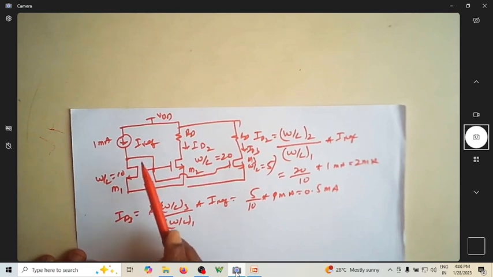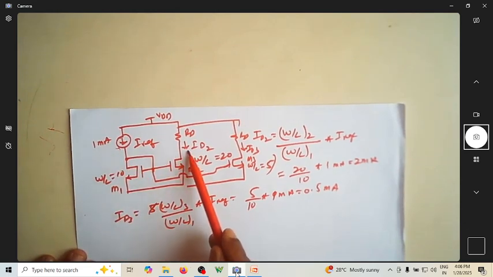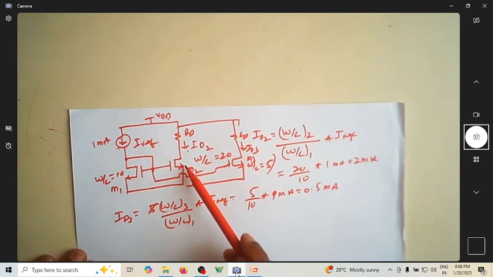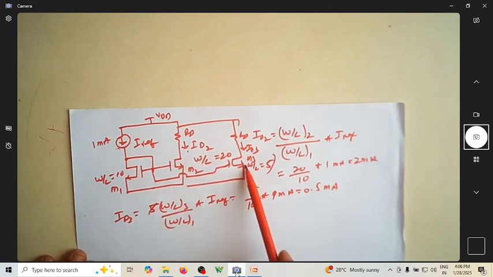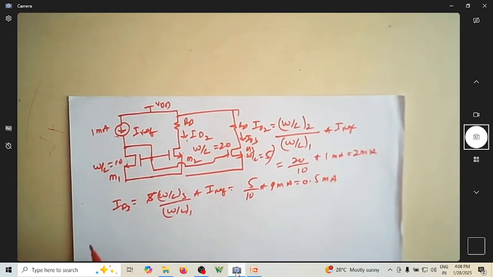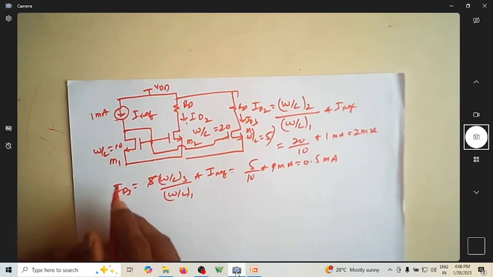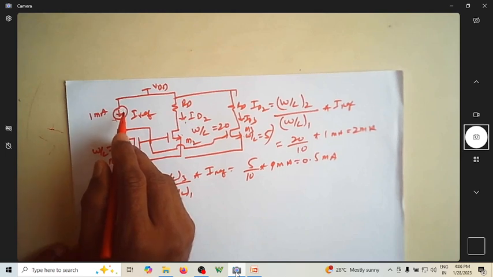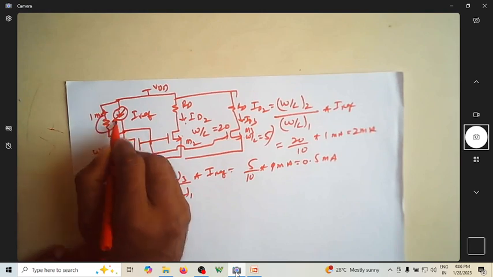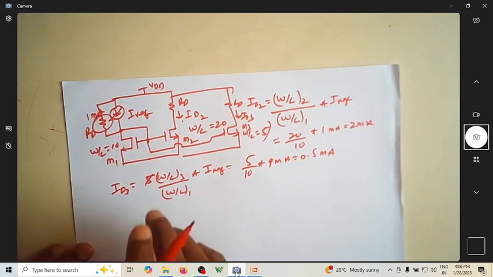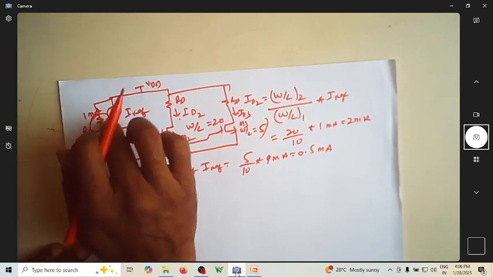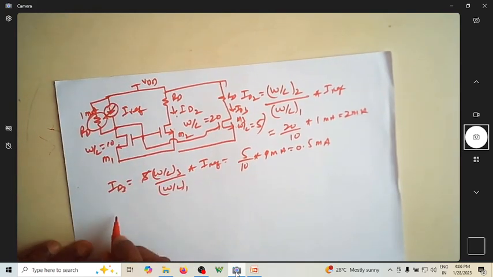You can see this 1 milliampere can be mirrored to here as 2 milliampere, and it can be mirrored as 0.5 milliampere, depending on the ratio of W by L of this transistor with respect to the reference transistor. Of course, this is a conceptual thing. So how do they actually realize this? They actually put a resistor. This resistor value will decide the current that is flowing, so instead of this, you can put a resistor of a certain value, and that resistor will decide the current flowing through the circuit.